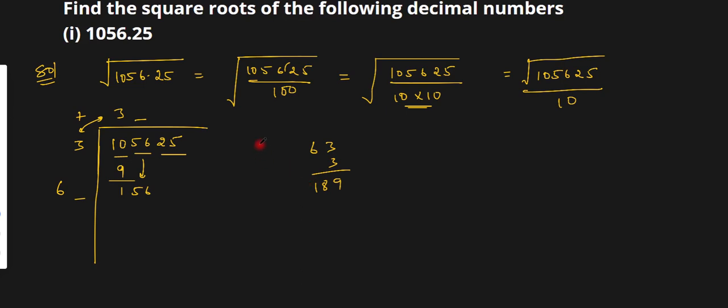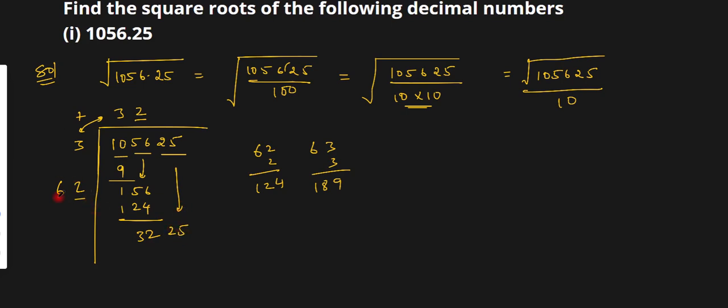So let's go for 62 into 2. 2 twos are 4, 6 twos are 12. Okay, I can go with this value. Let's say here is 2, here is 2. So 62 twos are 124. 156 minus 124, 32 is the remainder. Take down this 25 with 32.